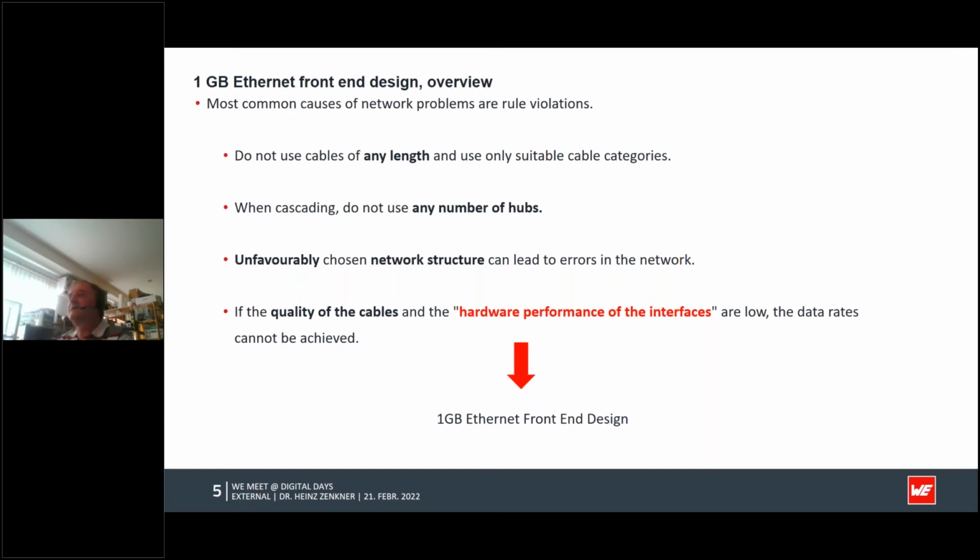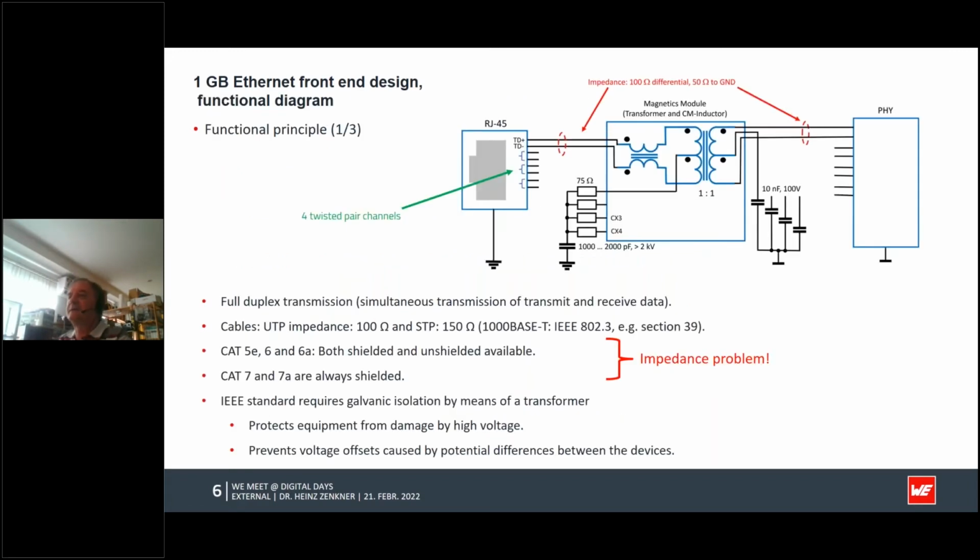So if you look closer at it, this is the functional principle here. We have something which is called a full duplex transmission. This is a simultaneous transmission of transmit and receiving the data. So all 4 channels work at the same time in parallel, and you have transmit channels and you have receiving channels. They are twisted pairs, and there the problem starts.